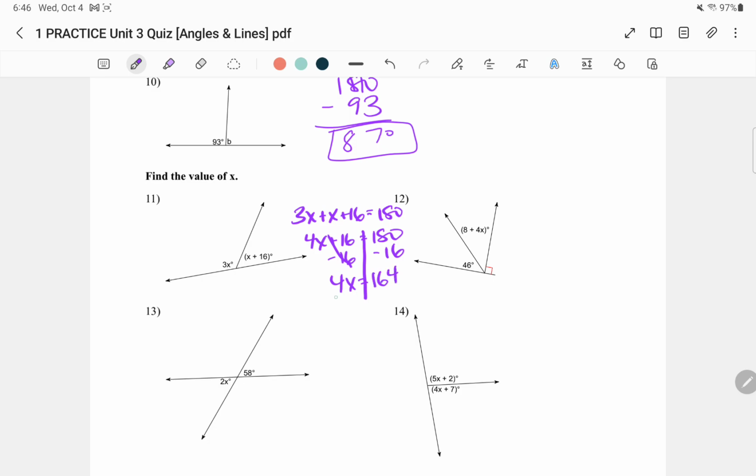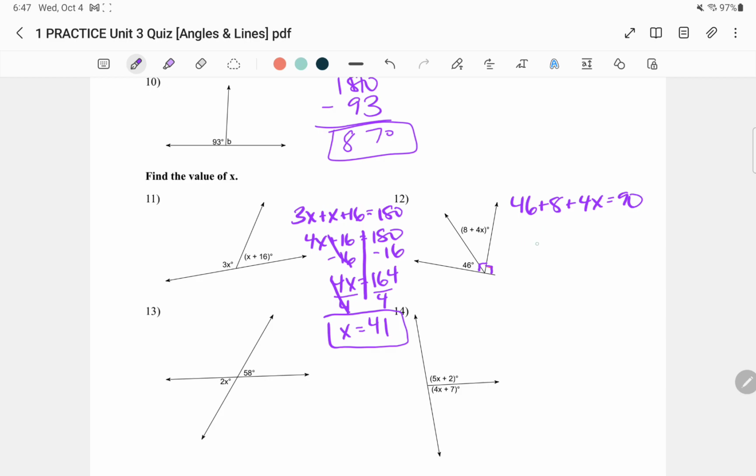And then we're going to divide both sides by 4, and x is equal to, now you can use a calculator, but 160 divided by 4 is 40, and then 1 more would be 41. So x is 41. All right, so for number 12, this is complementary angles, right? Because if this side is a right angle, that means this side is also a right angle.